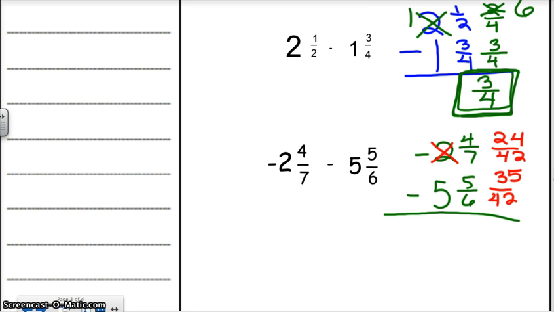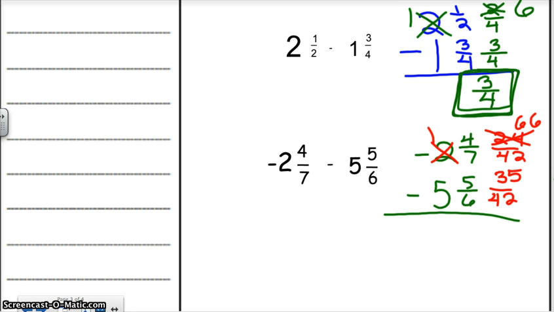So I say, hey, 2, can I borrow a whole? And 2 is like, sure, you can borrow a whole. How many parts to the whole? 42 parts to the whole. How many parts do I have right now? 24. So my total amount is going to be the 42 plus the 24 is 66.